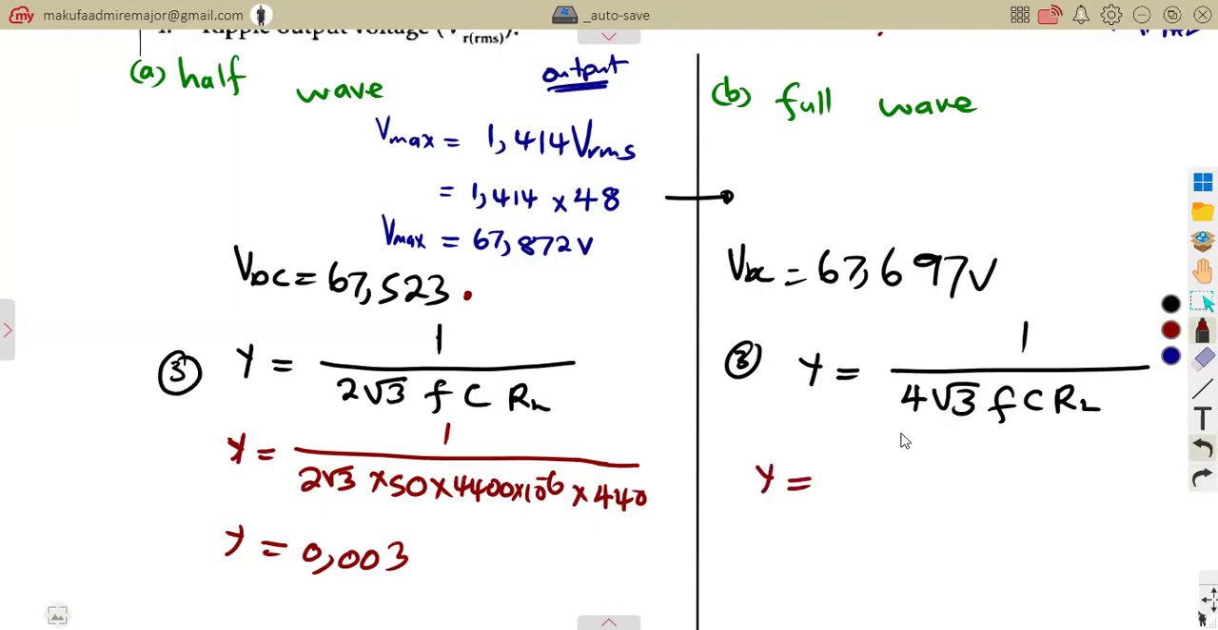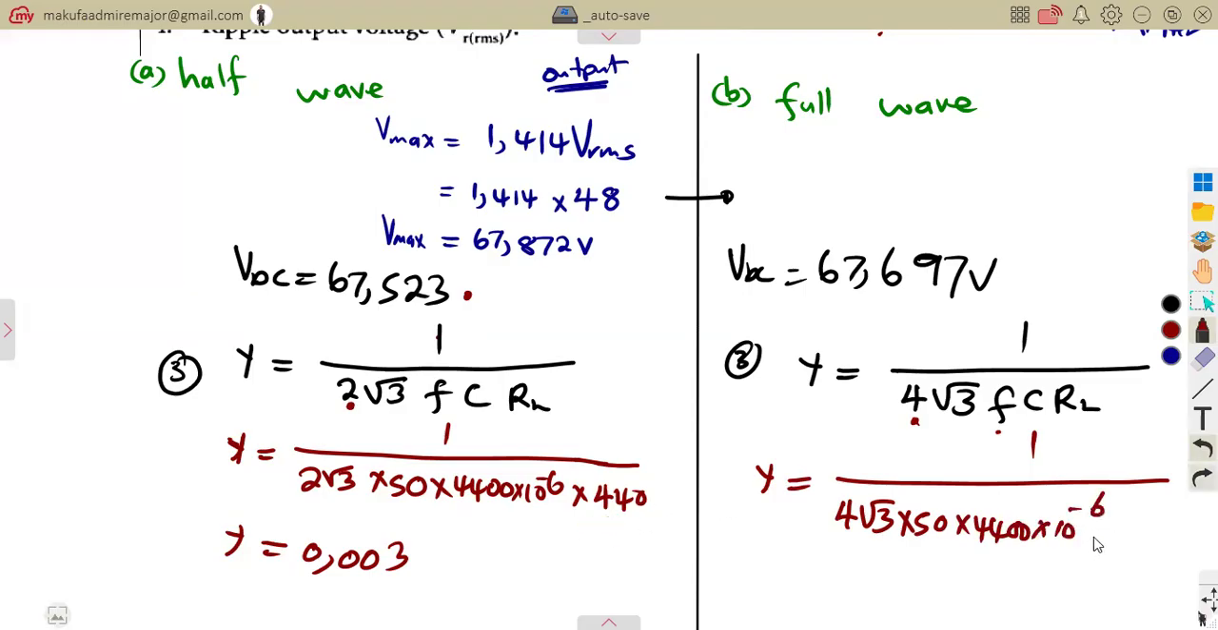For a full wave, we're just going to have a 4 in that case. In place of these two, we are going to use a 4. So this is 1 over 4 square root of 3 times the frequency. Every part here is going to remain as it is. That is 50 times 4,400 times 10 to the exponent of -6 times 440 in that case. So that was going to give us approximately 0.01 as our ripple factor.